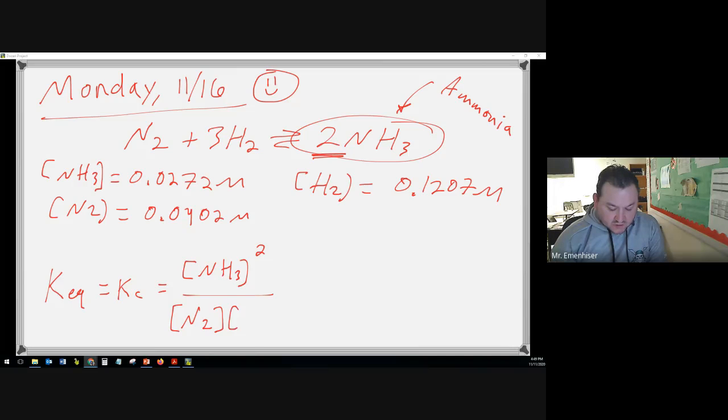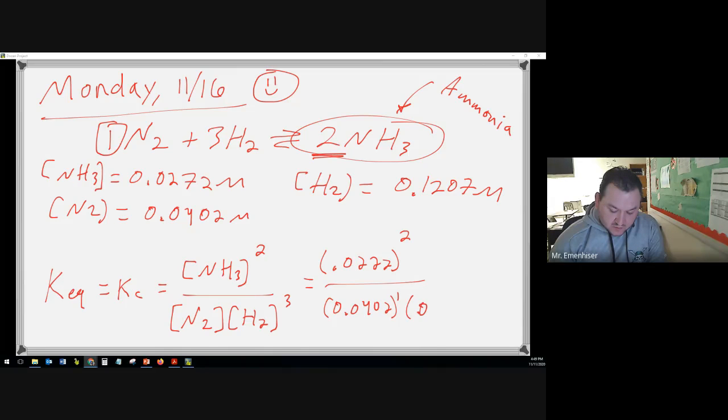N2 is just 1 for the coefficient, right? Because there's nothing there. And you got to make sure that this is a balanced equation. And then H2 is cubed. So we are going to plug our numbers in. 0.0272 squared divided by 0.0402 to the first times 0.1207 cubed. All right, and so when we plug this in, we'll get a Kc value of 0.105.